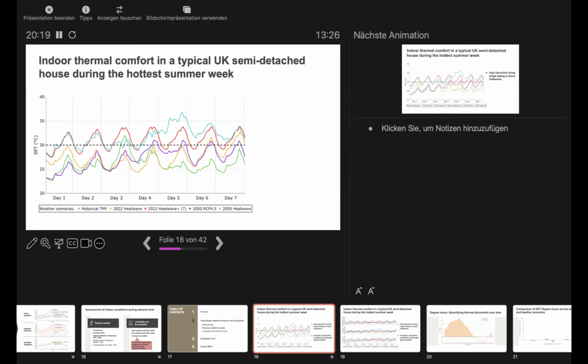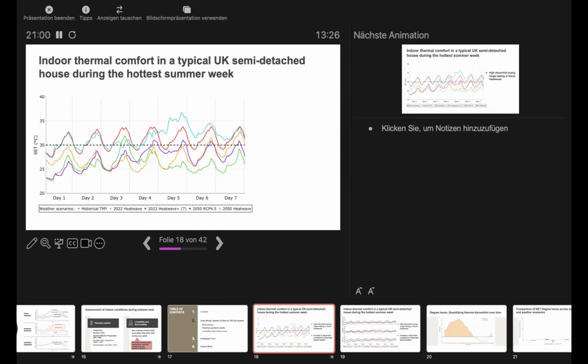And what we can see here is 5 weather scenarios. We look at the historically typical year, which is this green line. We look at the 2020 heat wave. Then we look at the 2022 heat wave that we expanded to last the whole week, where the hottest day was replicated to last the whole week. Then we look at the 2050 typical year, here called 2050 RCP 4.5, based on some moderate climate change projections, and also the 2050 heat wave. And you can also see there's one dotted line at 30 degrees, which indicates the thermal comfort threshold.